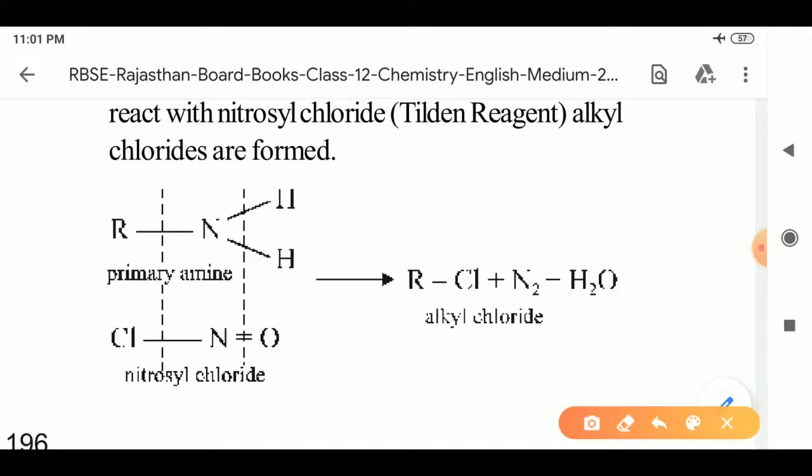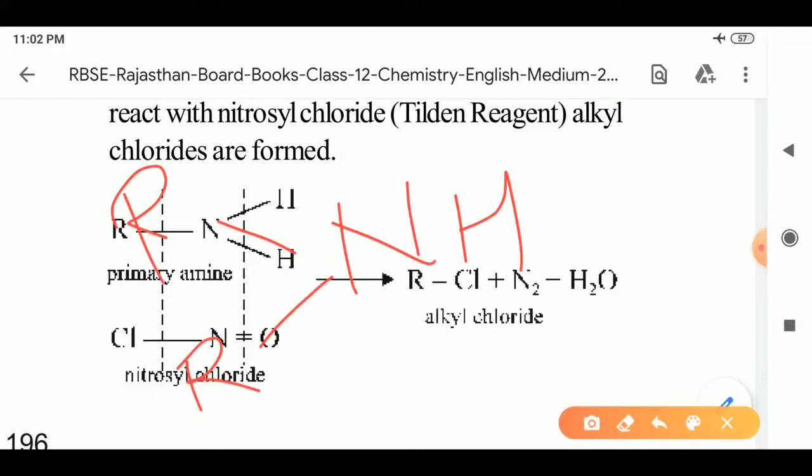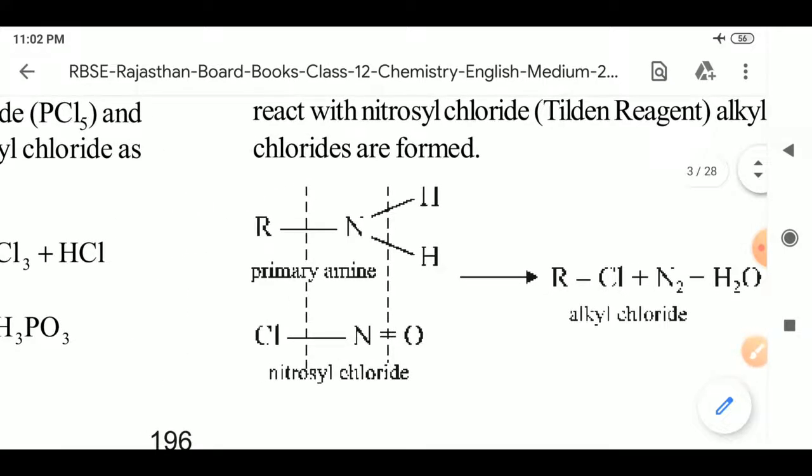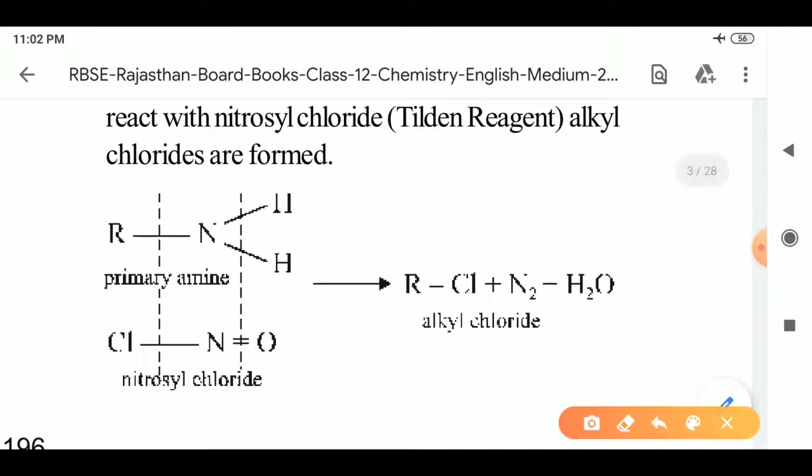If nitrogen is attached with two R groups, that is a secondary amine. If nitrogen is attached with three R groups, that is a tertiary amine, so no hydrogen is present. So those are the primary, secondary and tertiary amines. Here a primary amine is there, RNH2.